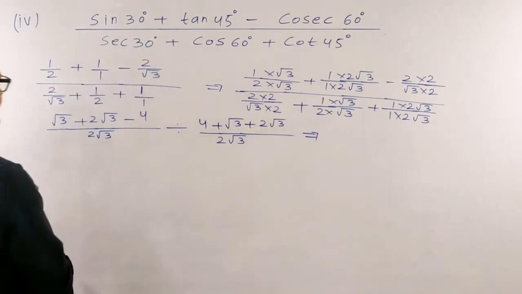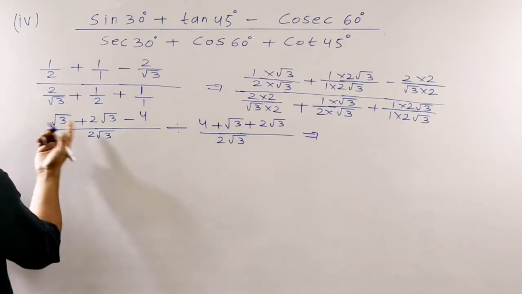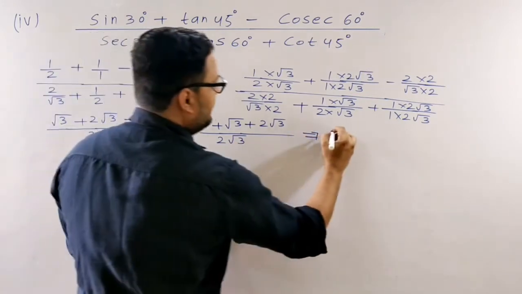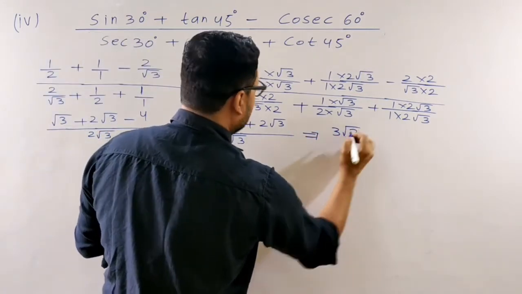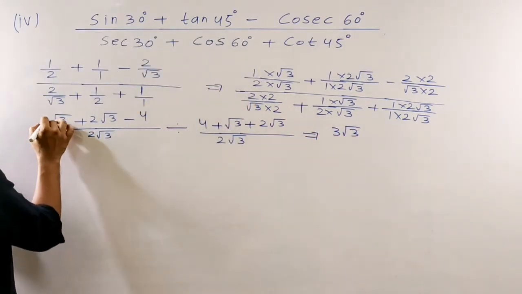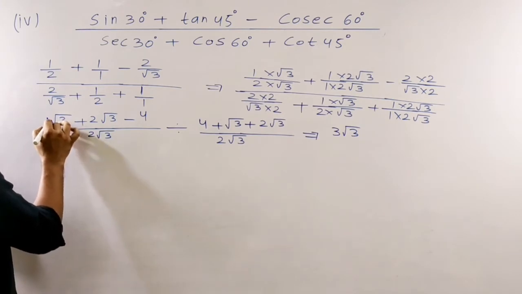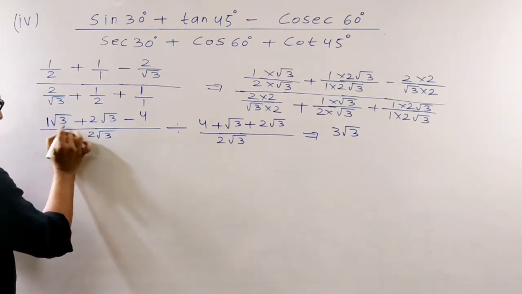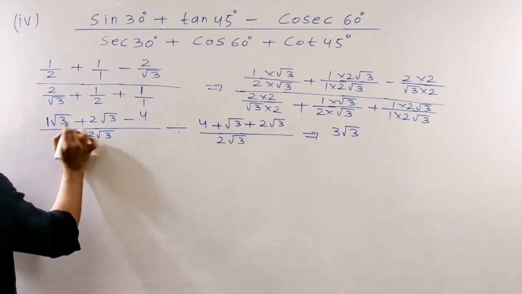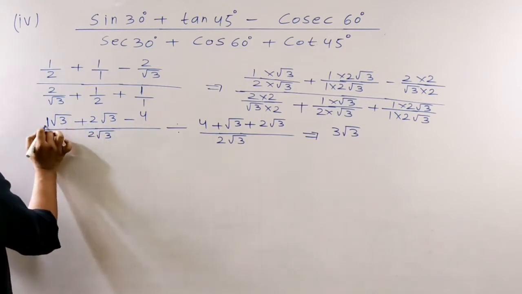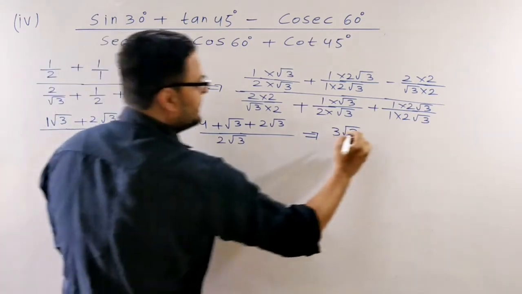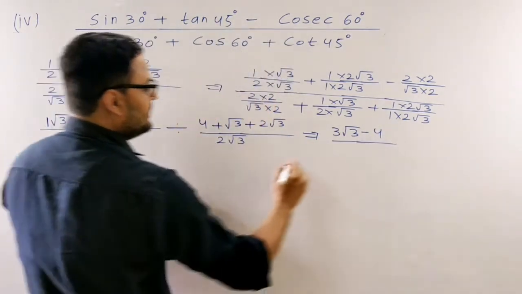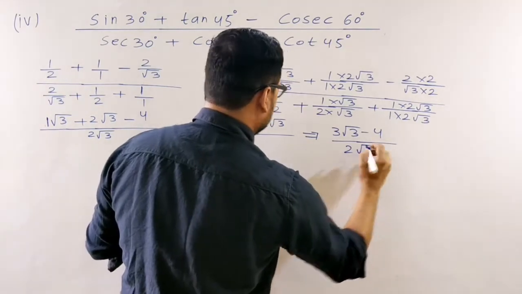Now when I simplify, root 3 means what? Simply 1 root 3. So 2 root 3 plus 1 root 3, I got 3 root 3. Nothing we have means we can write 1 root 3. This is not a square root, this is 1 root 3. So 1 root 3 plus 2 root 3. Inside the root we have equal numbers, 3, 3. So 2 plus 1, 3 root 3 minus 4 and divide by 2 root 3.